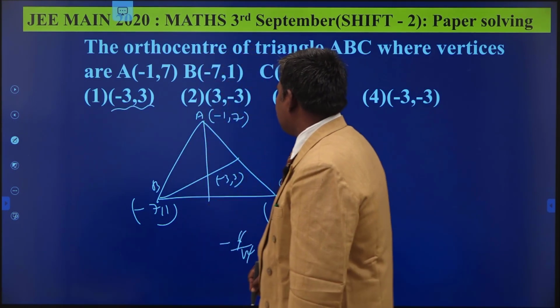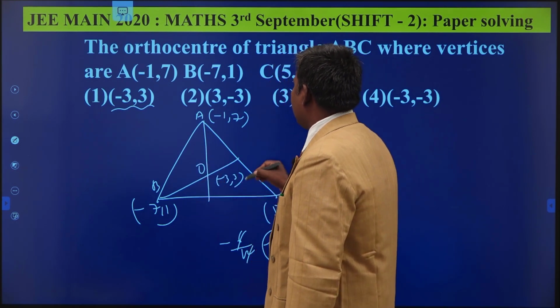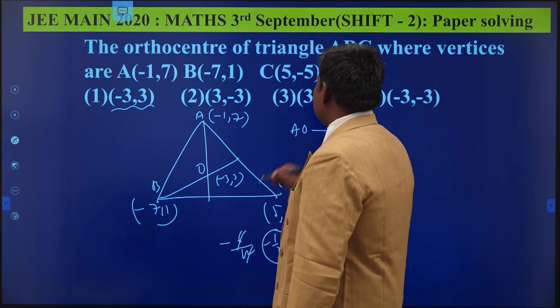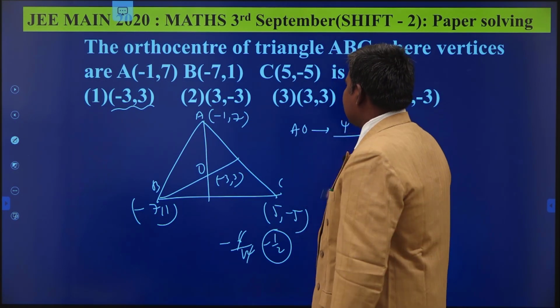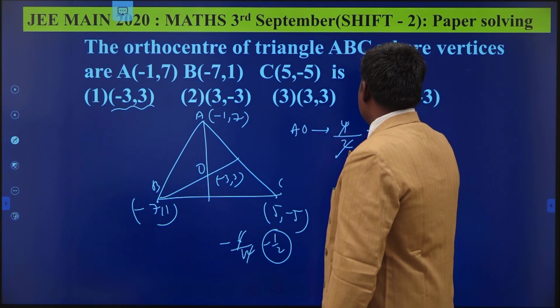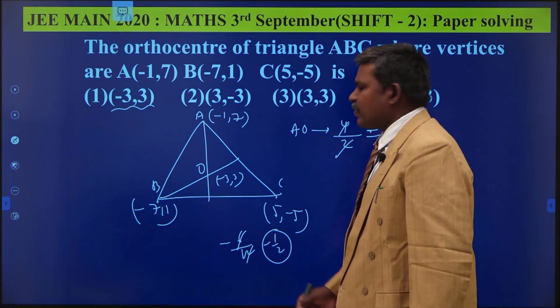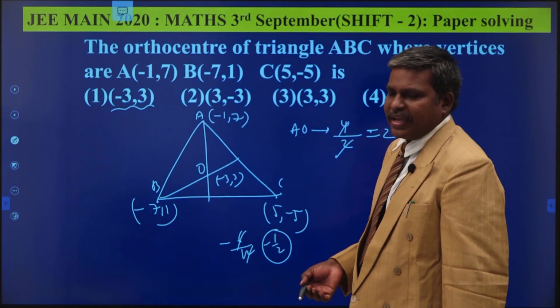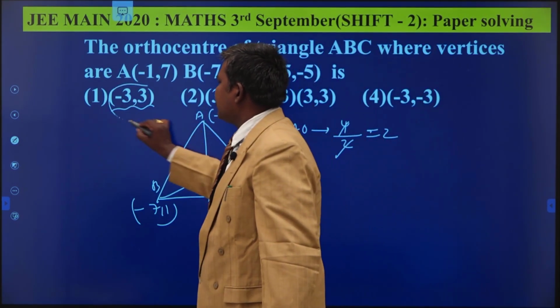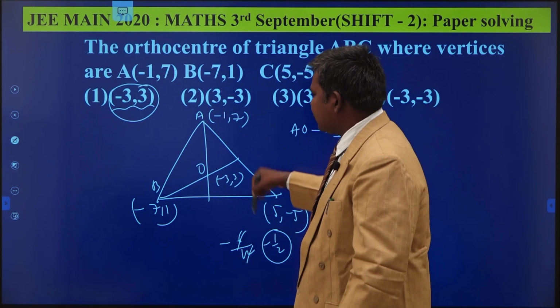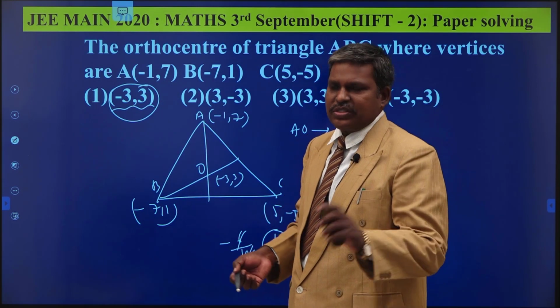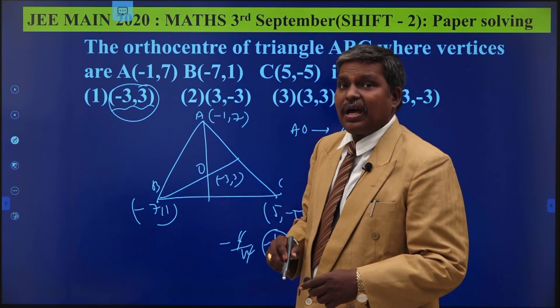Find the slope of these two. This is, say, orthocenter O. The slope of AO becomes what now? 7 minus 3, that is 4, by minus 1 plus 3, that is 2, so 2. 2 into minus 1 by 2 is minus 1. The product of slopes is minus 1. So this may be the orthocenter. Again you have to apply the same technique for these two lines. If their product is also minus 1, you say that minus 3 comma 3 is your orthocenter.